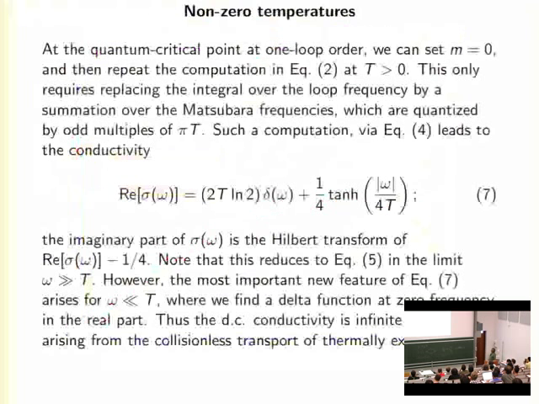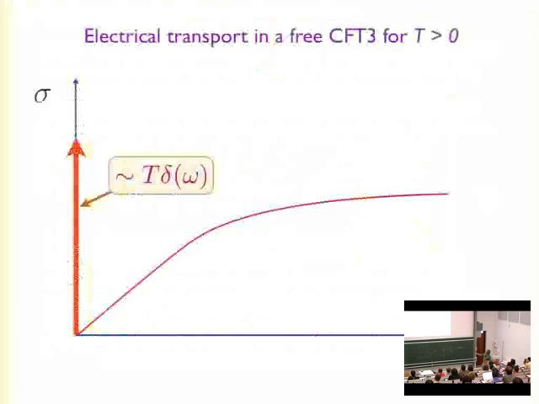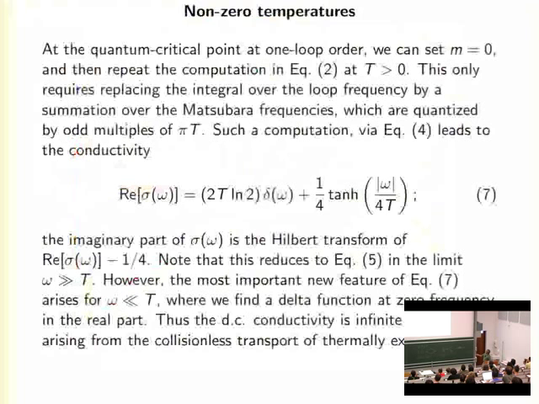But let's look at other lower frequencies. So at lower frequencies, if I plot this up, it looks like this is a function that goes down to zero. And then, most crucially, there's a delta function at zero frequency whose coefficient is proportional to temperature. And this is the analog of the Drude peak, yes?